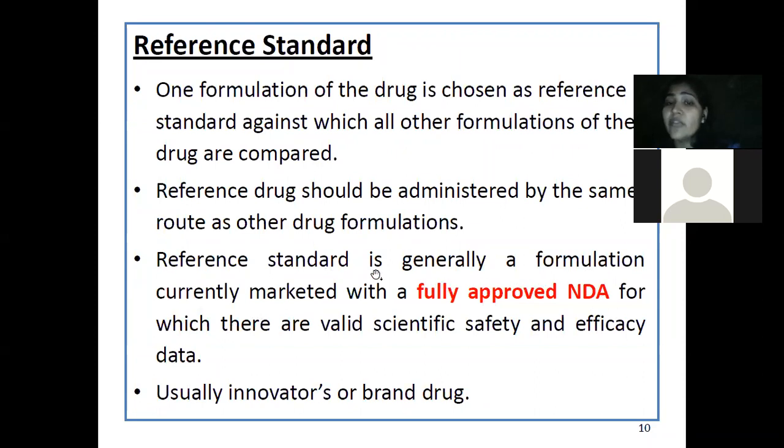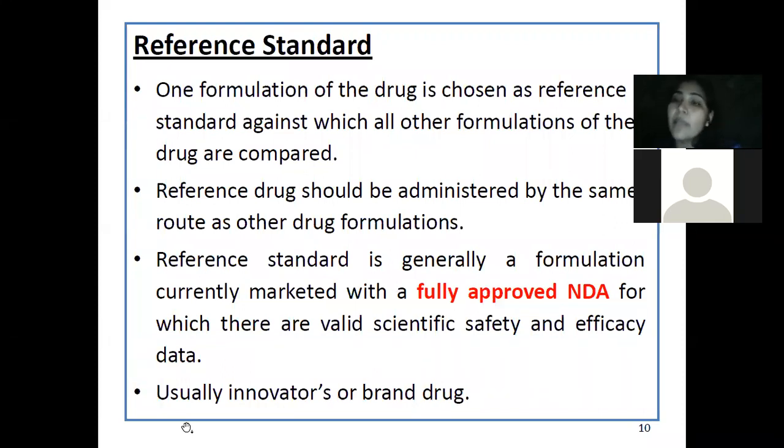So this is a very crucial requirement for the reference standard that you're going to use for your BA/BE trial, because it has to be fully approved, for which there are valid scientific safety and efficacy data. That kind of a reference standard only you can use for conducting a trial. And usually innovators or brand drug. So generally it's a brand drug.